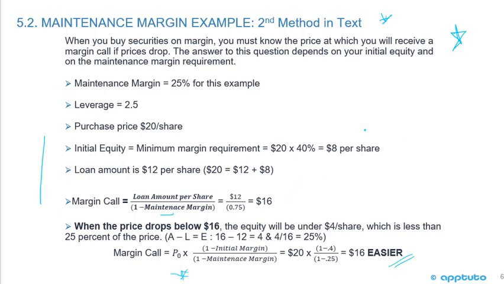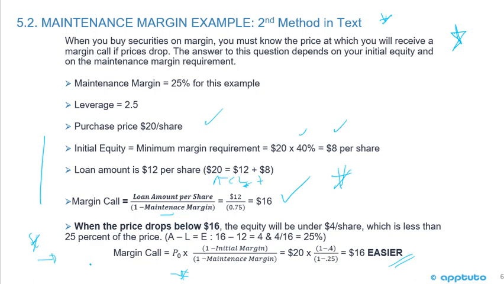Going back to that same example, the purchase price was $20. Our minimum margin requirement was 20 times the 40%, which is $8 per share. Since assets equal liabilities plus equity, we were borrowing $12 per share. So the margin call is $12 divided by 1 minus the maintenance, which is 25%. So it's 12 divided by 0.75, and we get $16, okay? That's the way they do it in the text. But as I said, my advice is always to pick one method. It's two methods giving you the same answer. Pick one method and stick to what you know and what you like best. But I just want to point it out.